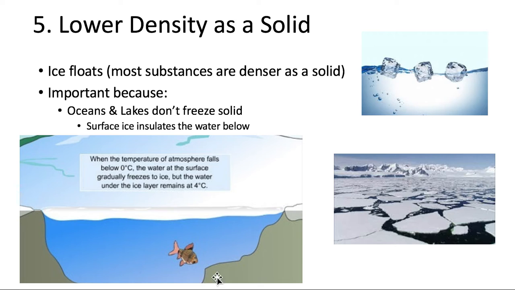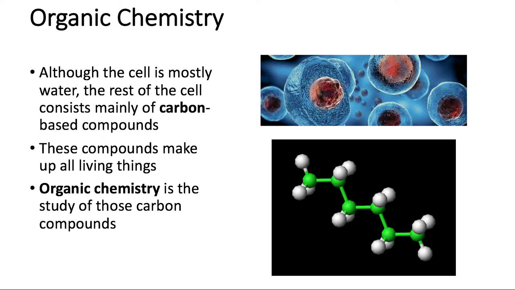So here you can see this fishy again. When the temperature of the atmosphere falls below 0 degrees Celsius, the water at the surface gradually freezes to ice, but the water under the ice remains at 4 degrees Celsius. And that's the difference between being frozen and not being frozen, being alive and dead for that fish. All right, the fact that the water is not frozen solid underneath the sheets of ice. And you can see the sheets of ice here, so organisms can continue to live under it, even these extremely cold temperatures.